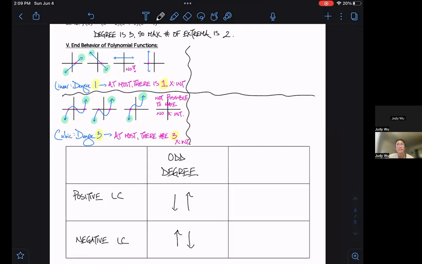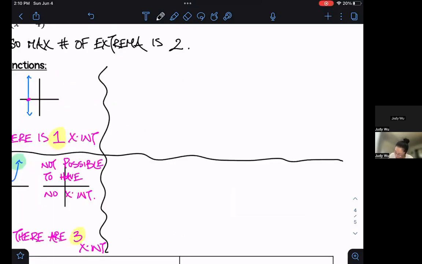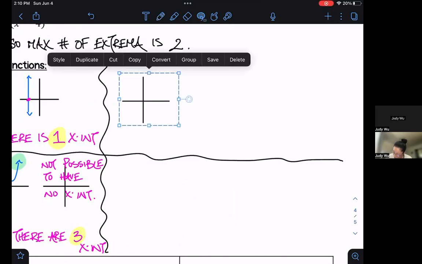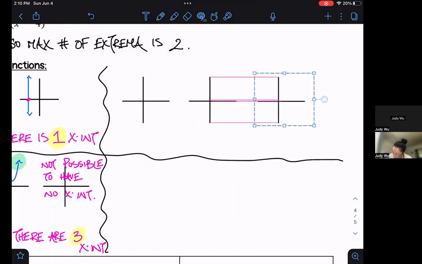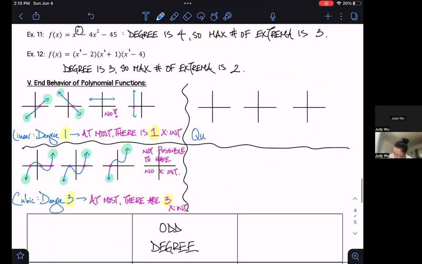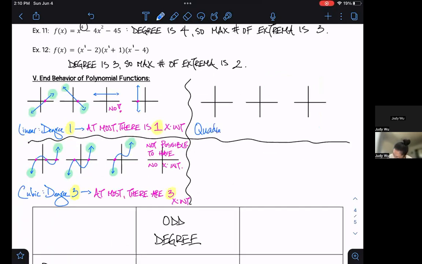But we can tell a slightly different story with even degrees. So I'm going to go ahead and draw a few grids again. We'll use these grids to draw some pictures. And so now this time, I don't want to draw a linear or a cubic, but I want to draw a quadratic, right? Which is degree 2.